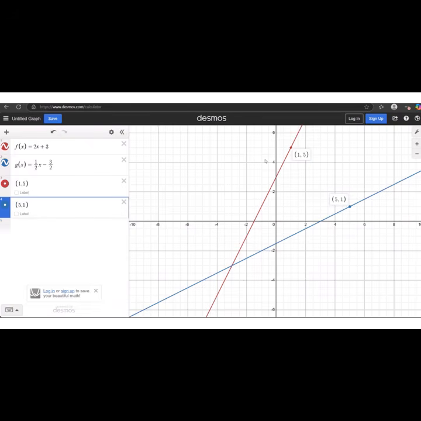So if you are asked to determine if two functions are inverses, or you are asked to find the inverse and you want to be able to check to see whether you've done the work correctly, Desmos has some great tools available for doing that.